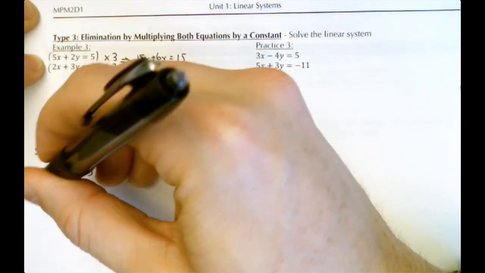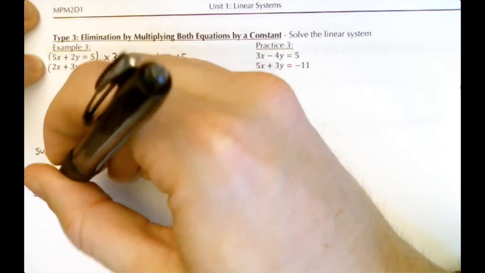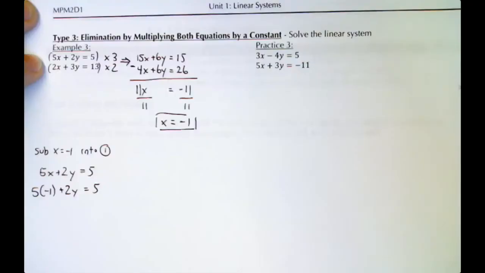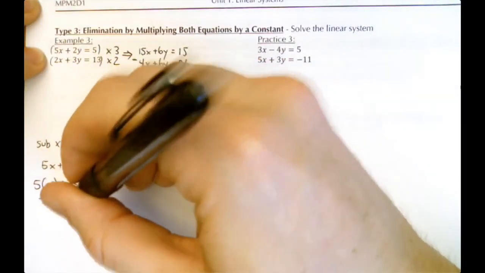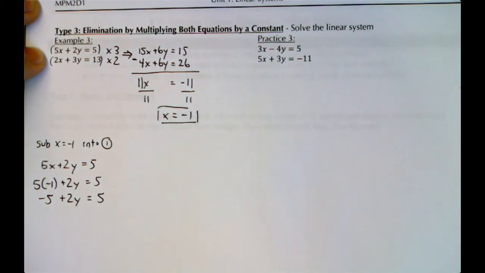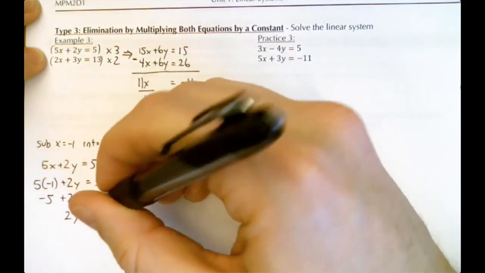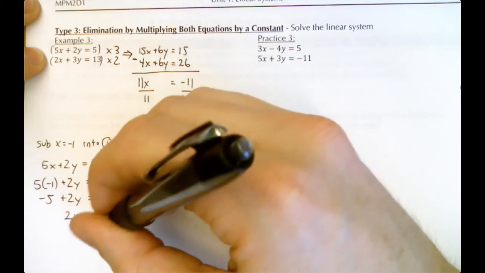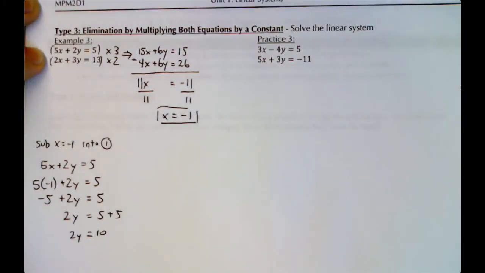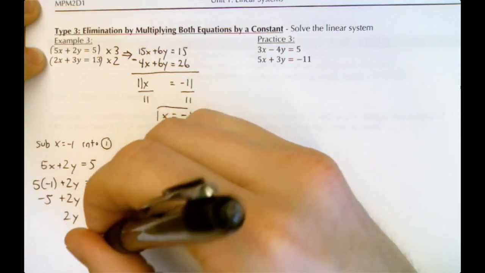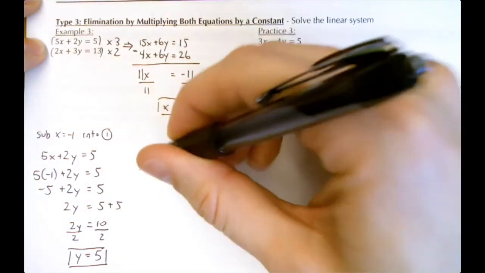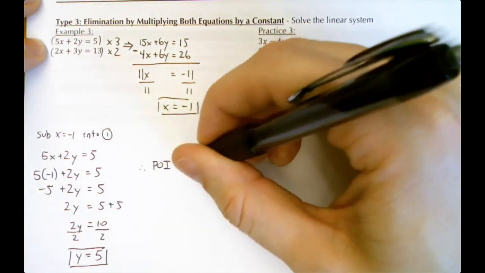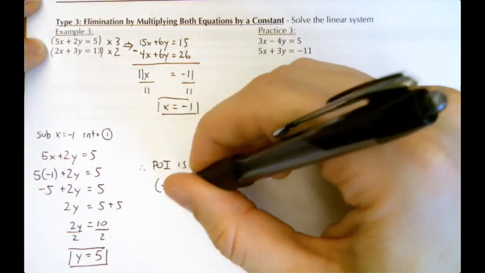So let's replace x with negative 1. 5 times negative 1 plus 2y equals 5. 5 times negative 1 is negative 5, plus 2y equals 5. Add 5 to both sides. We get 5 plus 5, which is 10. To get y by itself, divide away the 2. We get y is 5. So, our point of intersection is negative 1, 5.